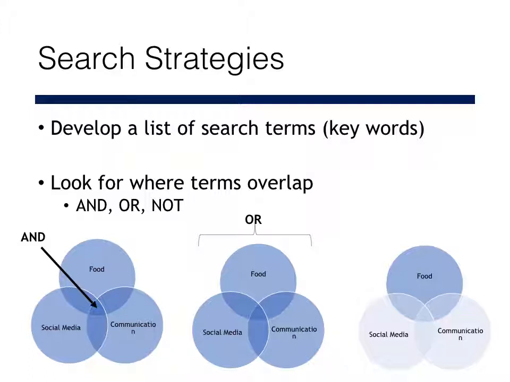Or tells the database that the terms must be connected. So food or communication or social media, if we use that, we are telling the database to return anything related to any one of those topics. Not tells the database to exclude anything that includes that word. For example, if we said food not communication not social media, it would return anything related to food that did not include social media or communication.